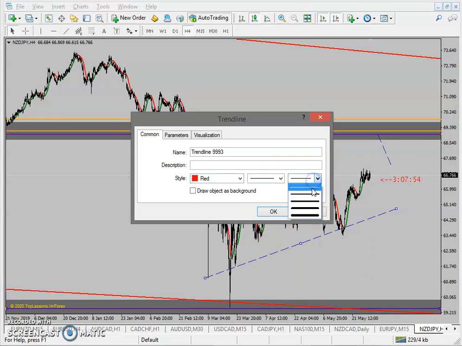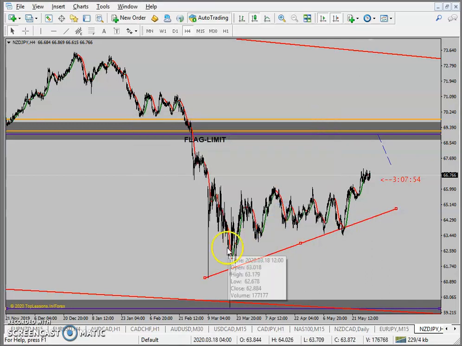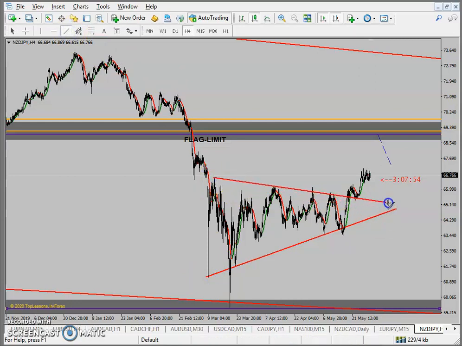Okay. I have an upward going trend line, so let's draw the trend line. Let's see what's happening here.